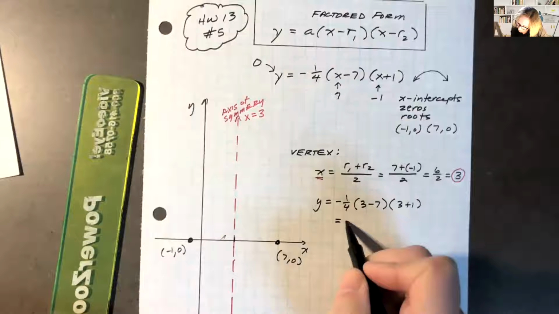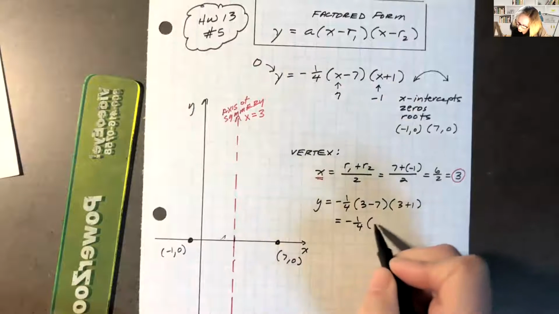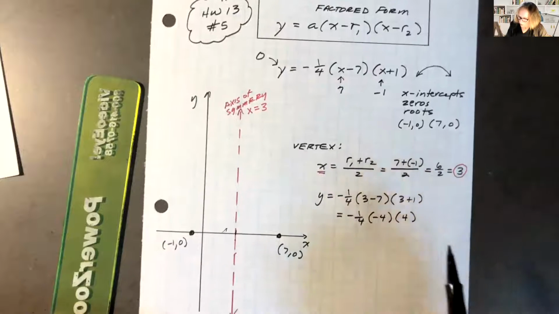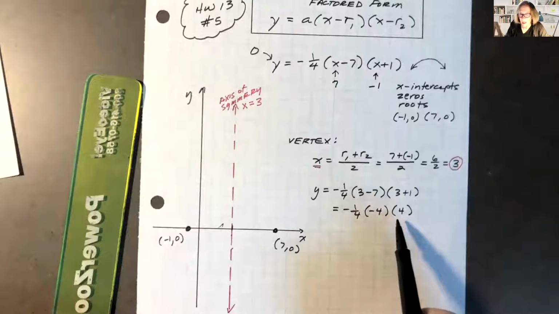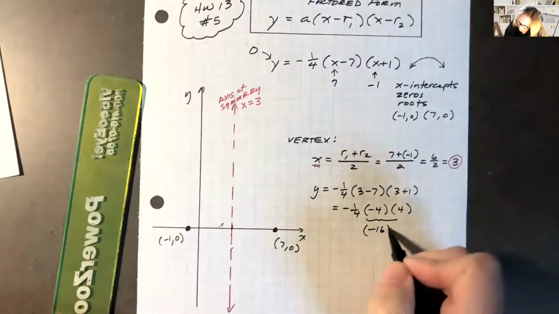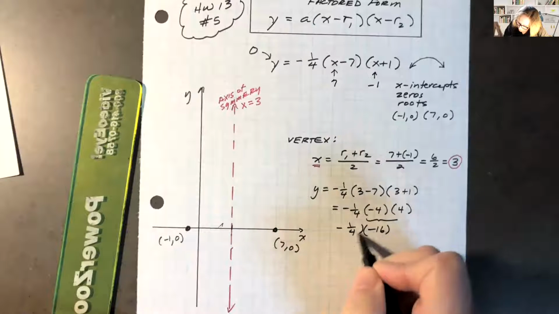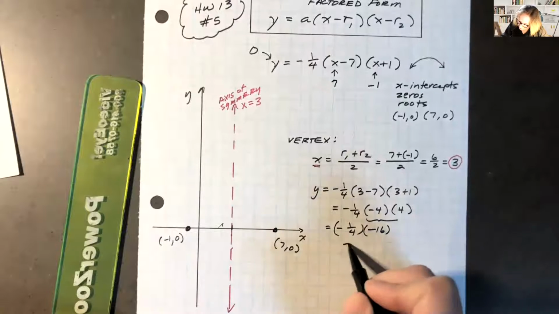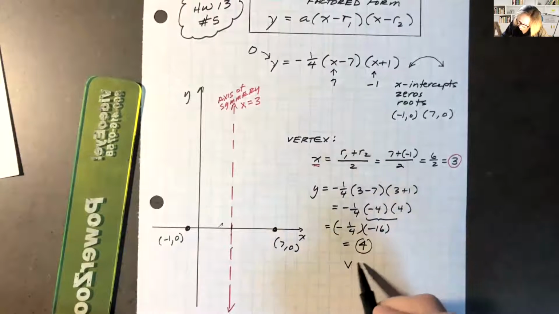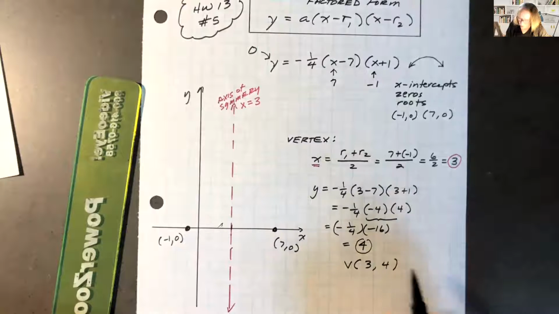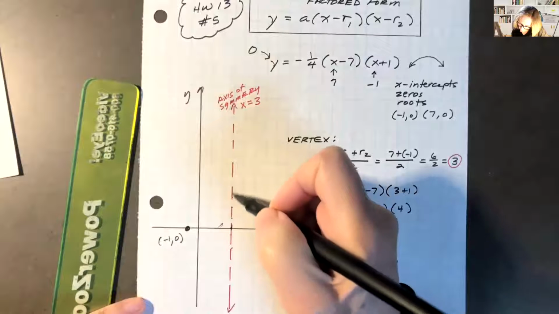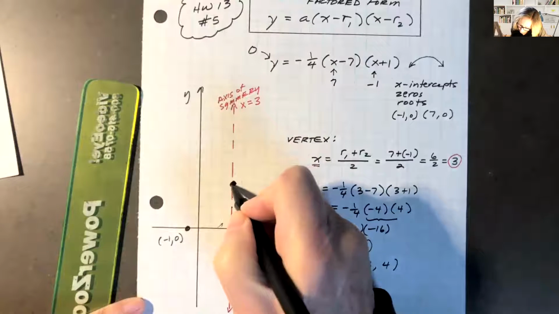So this is -1/4 times 3 minus 7 is -4, 3 plus 1 is +4. So -4 times +4 is -16. And when I multiply that by -1/4, it's like 16 divided by 4. I get a +4. So my vertex now is at 3, 4, at that ordered pair. So I'm going to come up here and go up 1, 2, 3, 4, and label that on the graph.